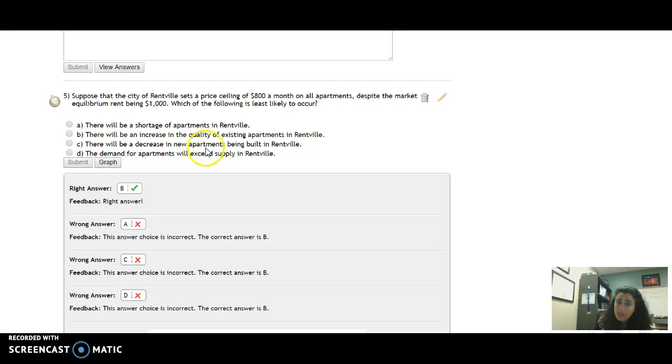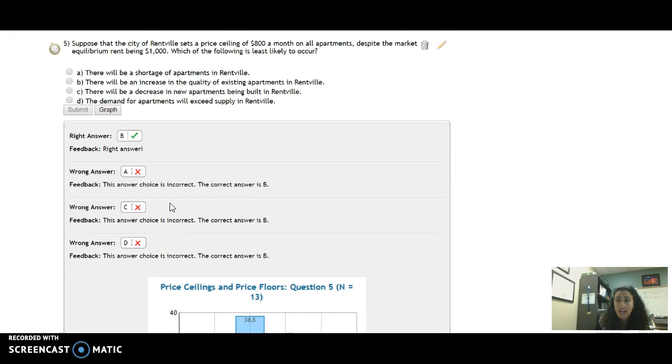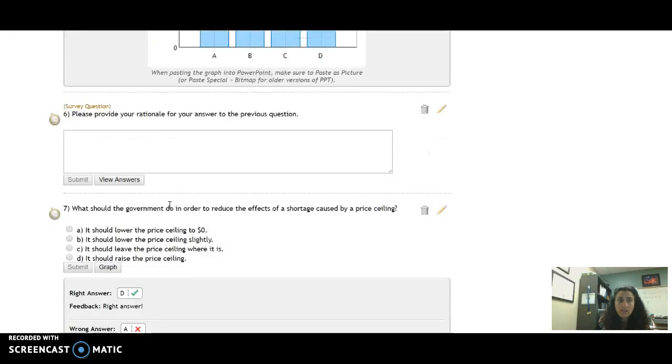There will be a decrease in new apartments, so this is true. And D, it's actually the quantity demanded for apartments that will exceed the quantity supplied for apartments, so it is true to say that we will have excess demand. It's another word for shortage. So the correct answer is B. B is the least likely because the quality of apartments will go down, not go up.